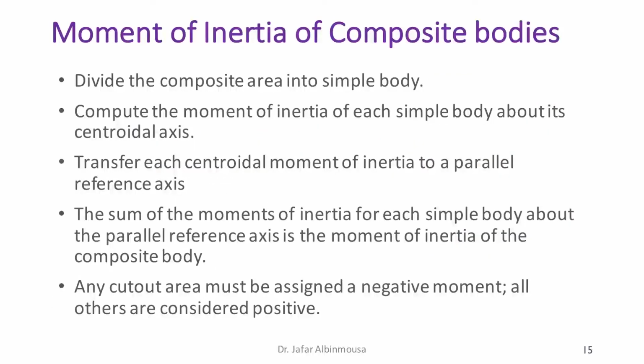Here we have a procedure for determining the moment of inertia for a composite body. If we have a composite body, we first need to divide it into simple bodies, and then compute the moment of inertia for each simple body about its centroidal axis. Then we need to transfer those centroidal moments to the required axis using the parallel axis theorem. Once you do that, you can sum the moments of inertia of each simple body about the parallel reference axis, which is basically the moment of inertia for the entire body.